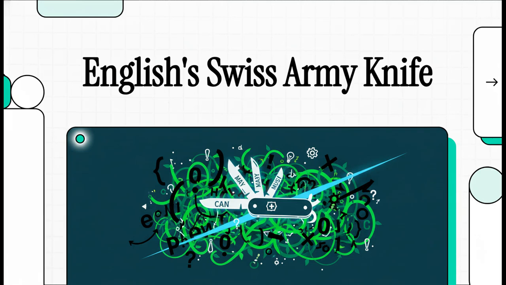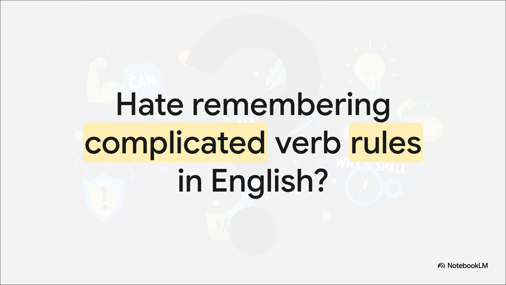Ever feel like English grammar is just this big, messy jungle of complicated rules? Yeah, I get it. But what if I told you there's one simple, powerful tool that can cut right through all of that mess? Well, that's exactly what we're going to unpack today. I mean, seriously, who has the time to remember when to add an S here, an ing there, or an ed? It's a total headache, right?